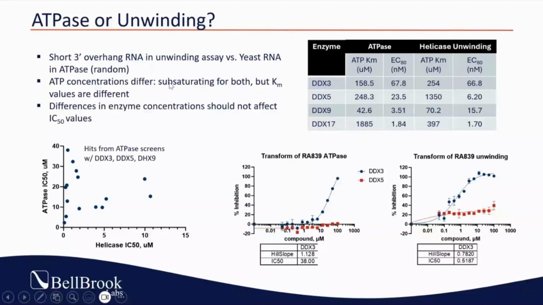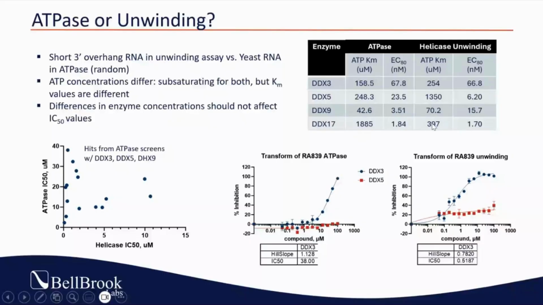The other thing is that the ATP concentrations differ, but it's subsaturating in both assay formats. So in that case, it's somewhat balanced out there, because the KMs are different. So this shows you the kinetic parameters determined for the ATP KM using the ATPase assay and the helicase assays. You can see in some cases they're pretty similar, but in some cases they're quite different. 250 versus 1350 micromolar for DDX5, or in this case the opposite.